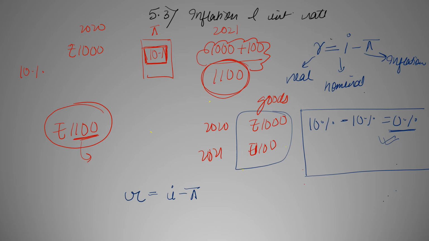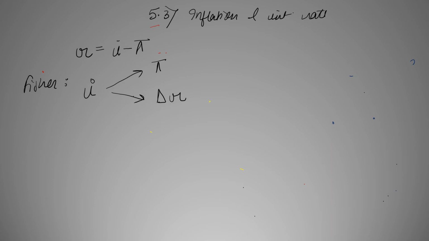Now coming to Fisher's effect, we'll talk about this now. To be honest, if you just reshuffle the formula that we just learned, R equals I minus pi, you'll get Fisher's effect. Fisher said that nominal interest rate could only change in two cases: either in case of inflation or a change in real interest rate. So according to Fisher, I equals pi plus R.